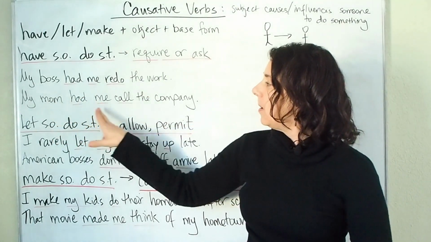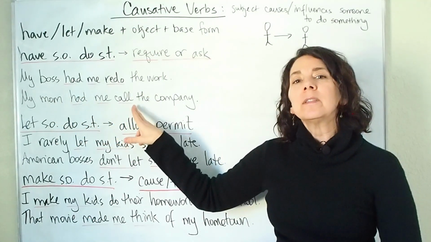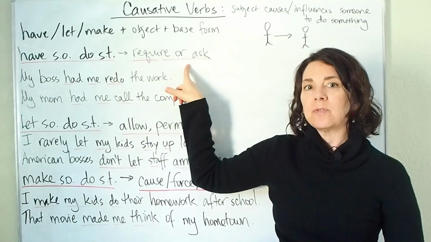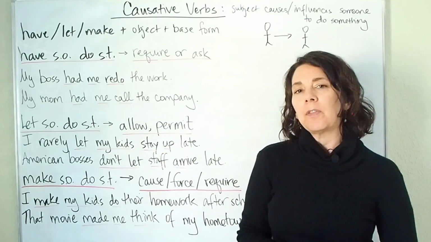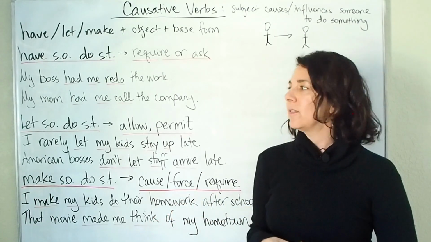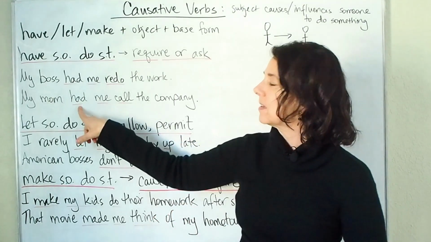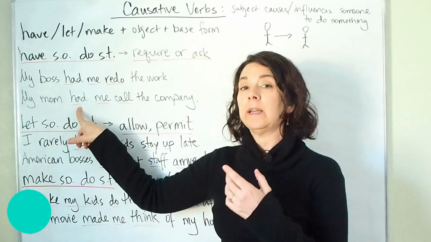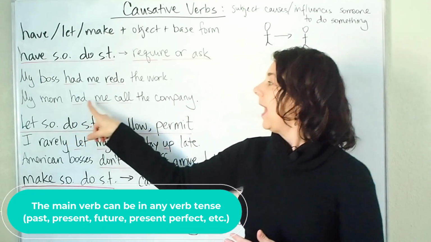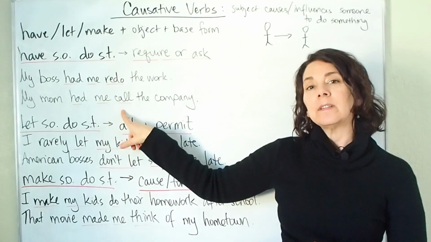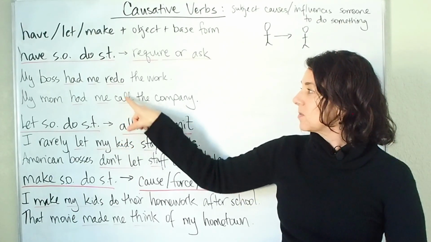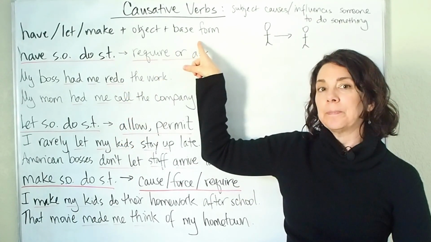The next one, my mom had me call the company. This is an example of using this to mean to ask someone to do something. My mom had me call the company. She asked me to do it, and I did it for her. Again, notice that this one is in the past tense, but this could be in the present, in the future, present perfect, any verb tense here. And then here's the object, and here is the action that I did. And notice that this one is always going to be the base form.